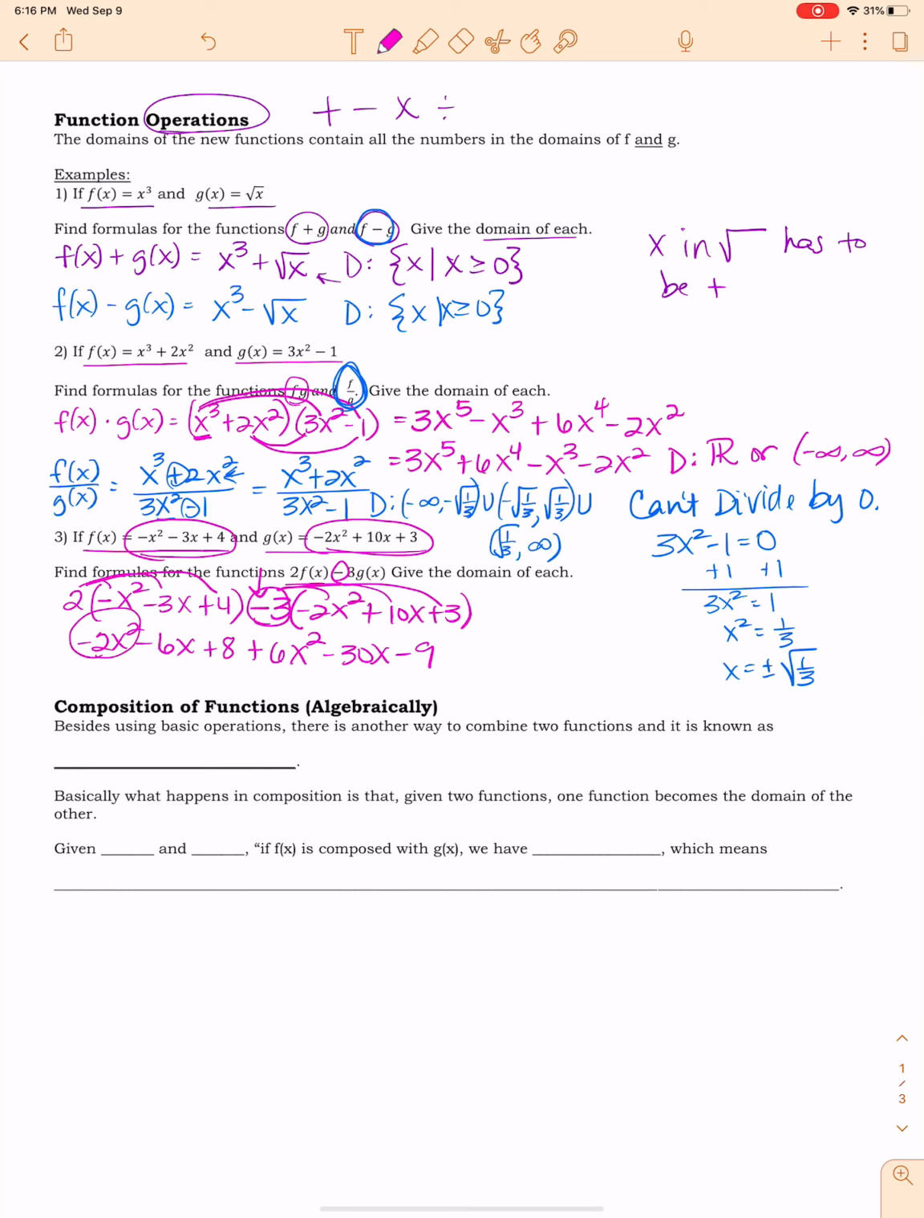So I have negative 2x squared and 6x squared. So that is going to give me 4x squared. I have negative 6x and negative 30x. That's negative 36x. And now I have 8 and negative 9, and that's negative 1. And my domain, no fractions, no square roots. So it's all real numbers. Awesome.